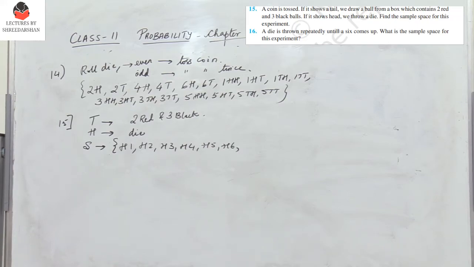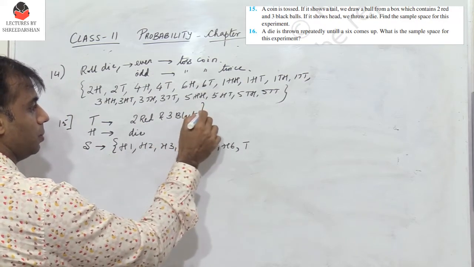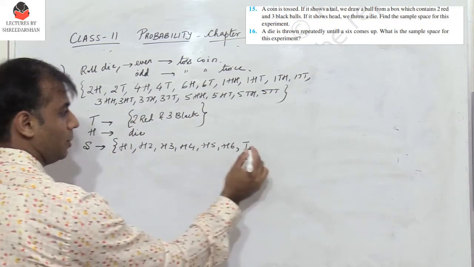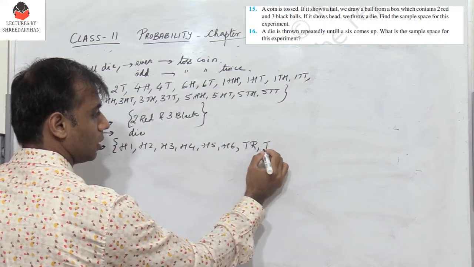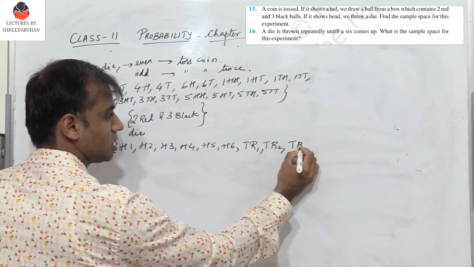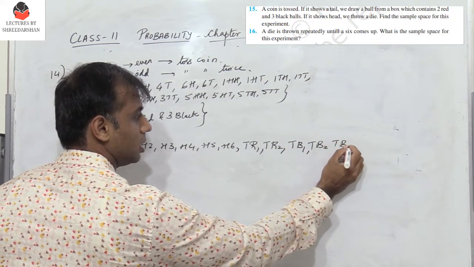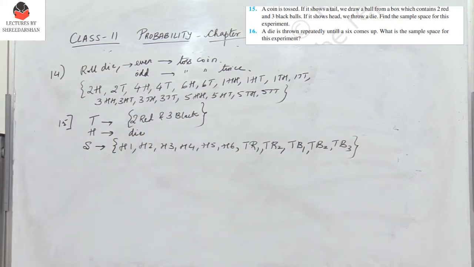So I've completed with the head. Now if I get a tail, I'm going to select one of the balls from the box. So I may get the first red ball, or I may get the second red ball, or I may get the first black ball, or the second one, or the third one. So this happens to be the sample space.